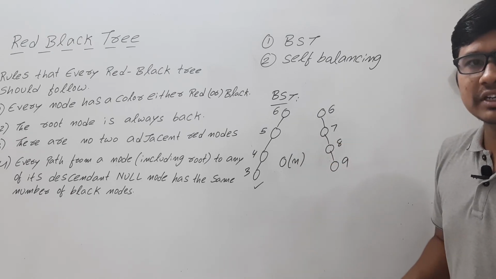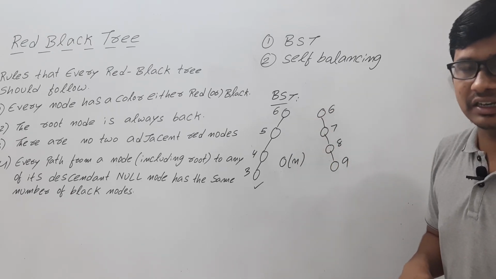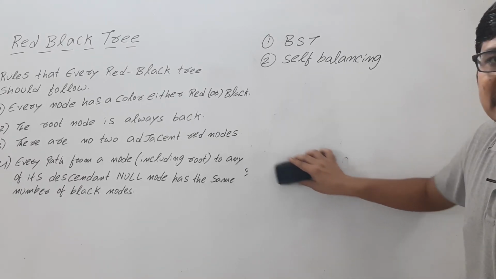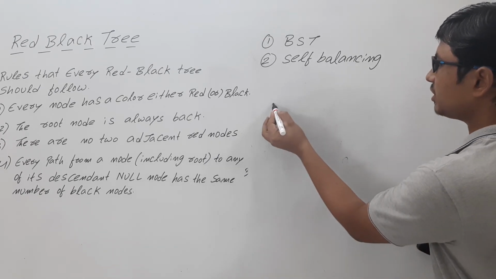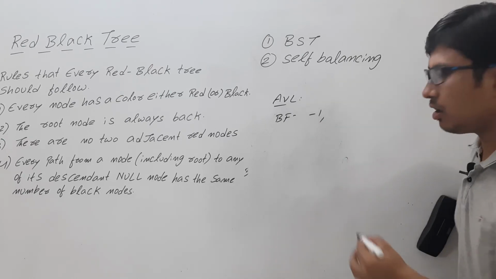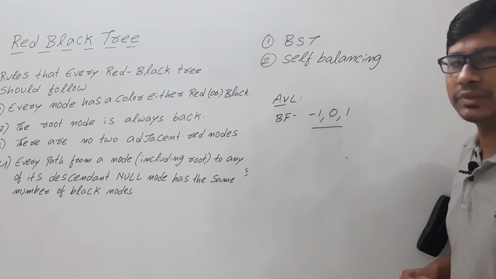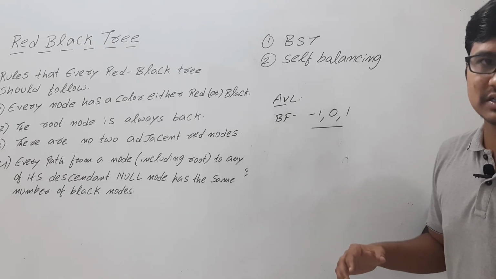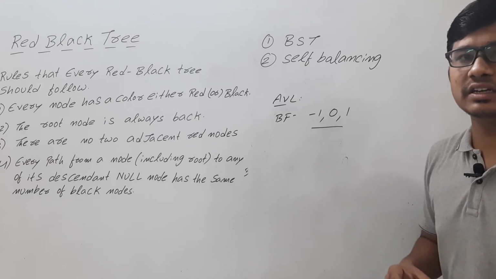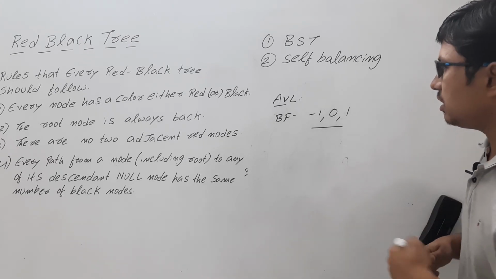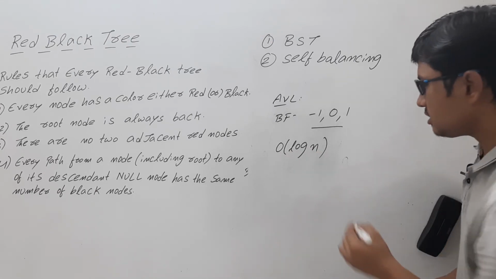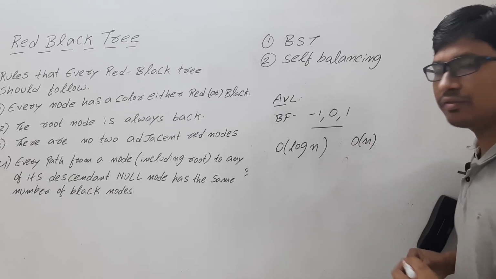To avoid these limitations, we went for the AVL tree. What is the AVL tree? We have kept a restriction on the balancing factor. The balancing factor of an AVL tree should be either -1, 0, or 1. Why have we kept the restriction? To reduce the skewness. If we reduce the skewness, then we can restrict the time complexity. So the AVL tree will take a time complexity of order of log n, whereas the binary search tree in the worst case will take order of n.